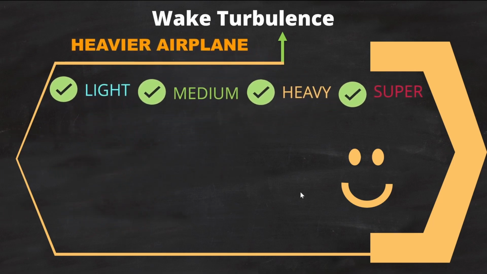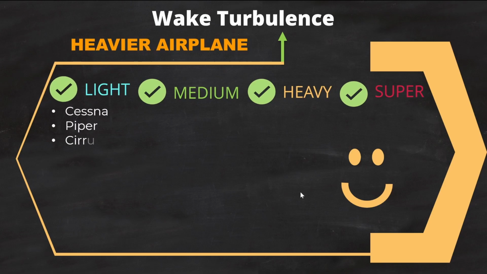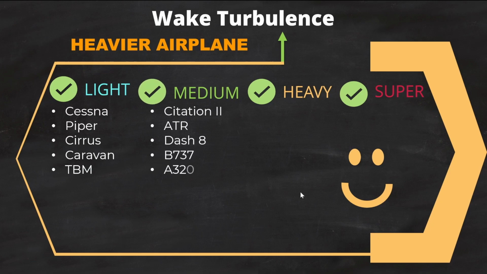Where does that put different airplanes? Well, this is a hard thing to learn, but to make it as simple as possible, light airplanes are really light. They are Cessnas, Pipers, Zeros, Caravans, TBMs, these kinds of airplanes. Mediums is a very broad category. They are as small as Citations, ATRs, and Dash 8s, and they're all the way up to 737s, A320s, and such airplanes. Heavies are the long-haul airplanes: 767, A300, A330, 747, 787s, these kinds.